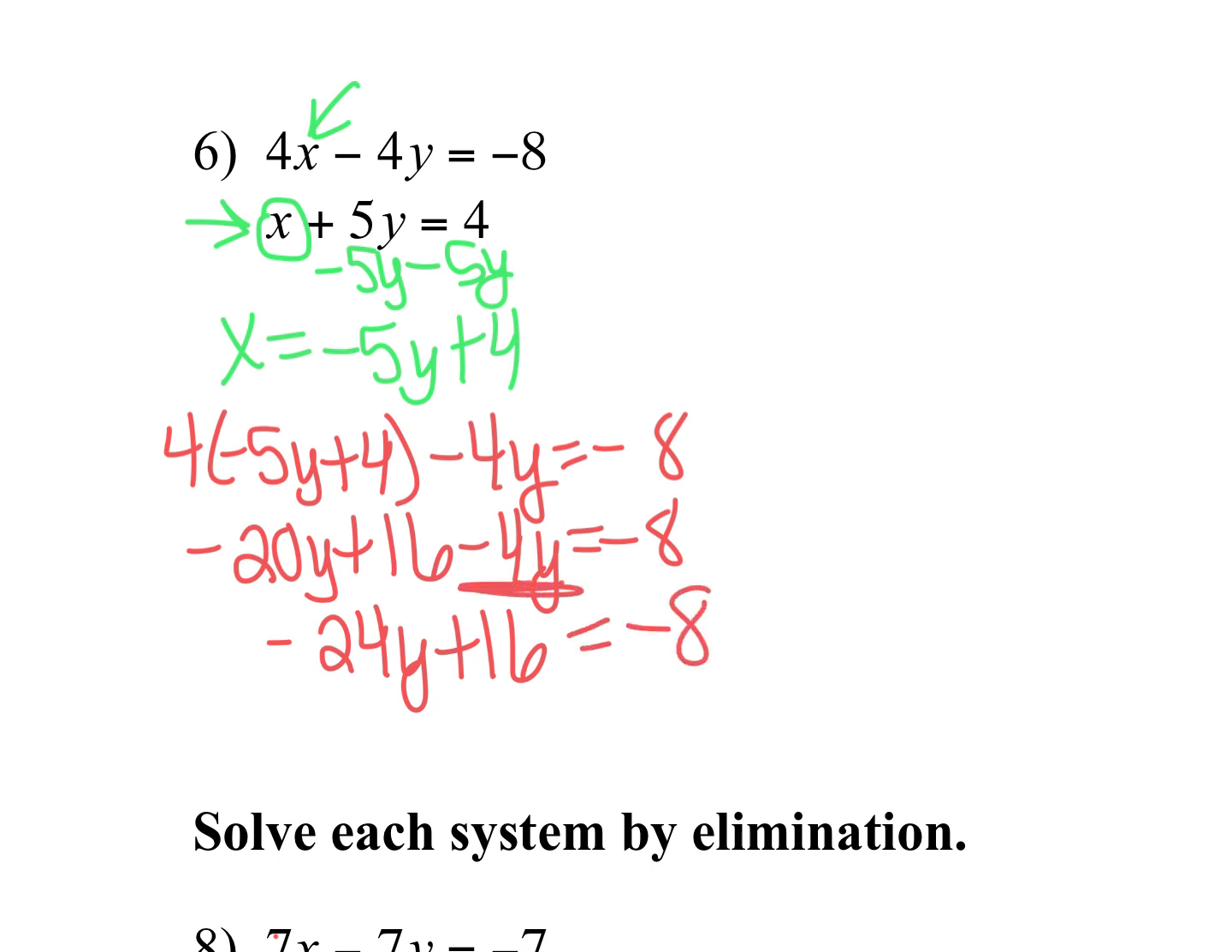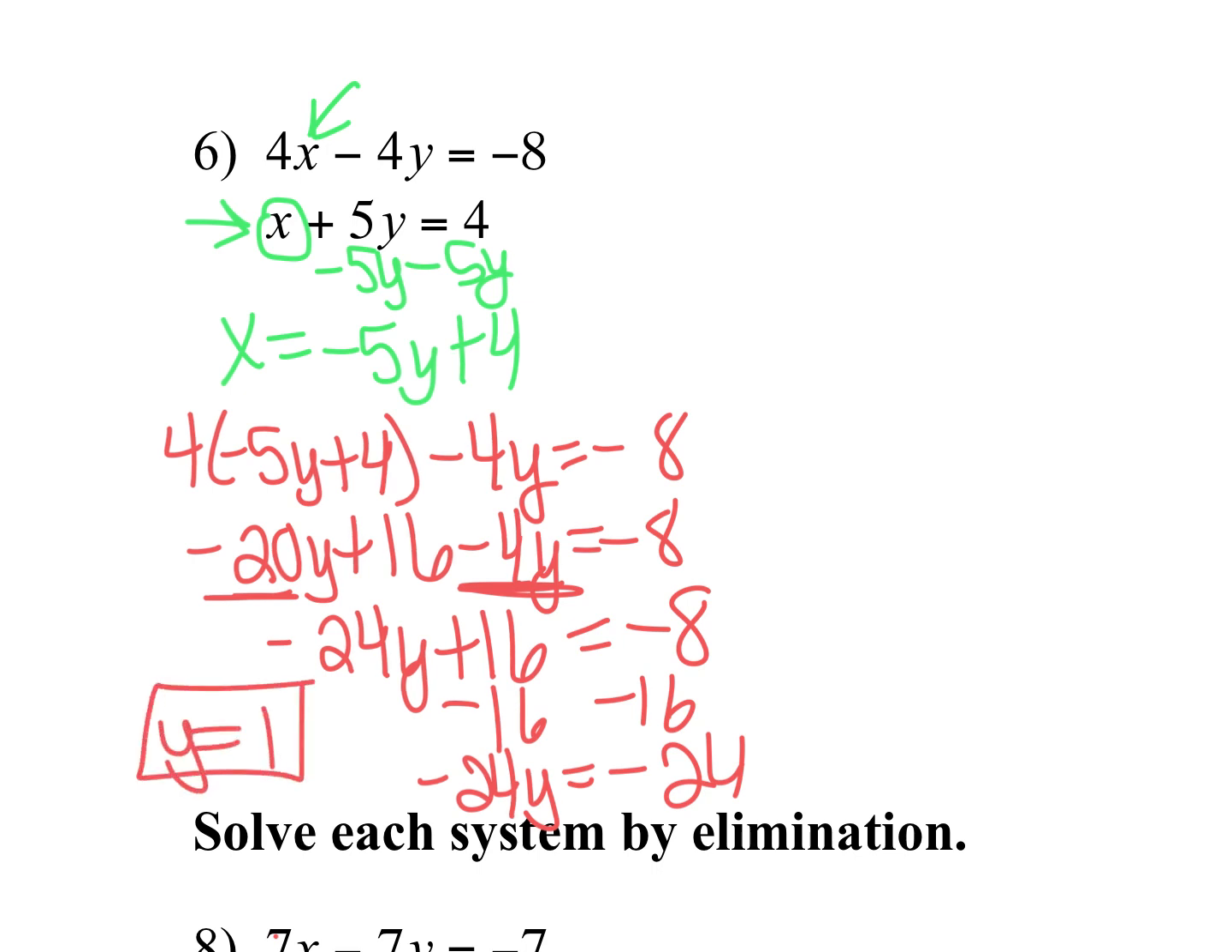Again, those were our like terms right here. And then I'm going to subtract 16 from both sides, and I get negative 24y equals negative 24, which means if I divide both sides by negative 24, I get y equals 1, which is nice. We have half of the problem done now.